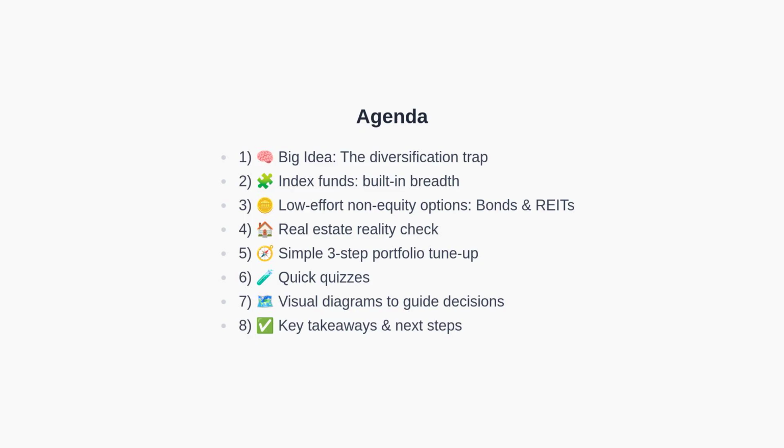Here is our agenda. First, we will introduce the central concept of the diversification trap. Next, we will cover how index funds provide built-in breadth. Then, we will present low-effort non-equity options like bonds and REITs. After that, we will examine the challenges of direct real estate. Subsequently, we will walk through a simple three-step portfolio tune-up. We will also include quick quizzes to test your understanding. Finally, we will finish with key takeaways and practical next steps.